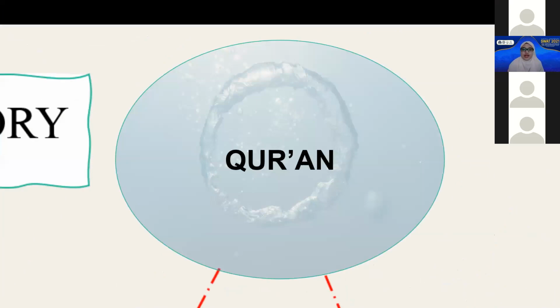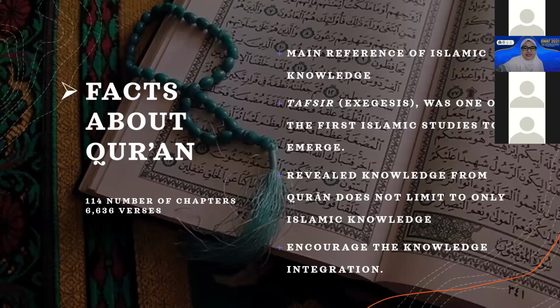So, the facts about the Quran. The Quran is the main reference of Islamic knowledge, and tafsir, or exegesis, was one of the first Islamic studies to emerge since the prophetic history. The revealed knowledge from the Quran is not limited to Islamic knowledge only, but also explains modern contemporary knowledge, or what we know as science. It may encourage knowledge integration between modern science and Islamic knowledge, and within all the disciplines in the academic world.